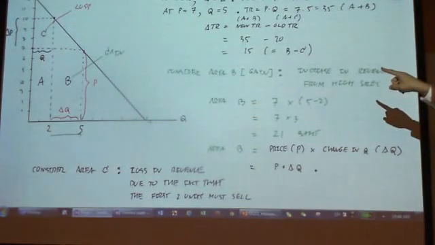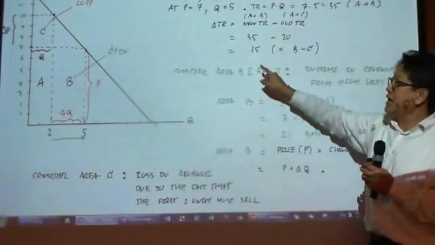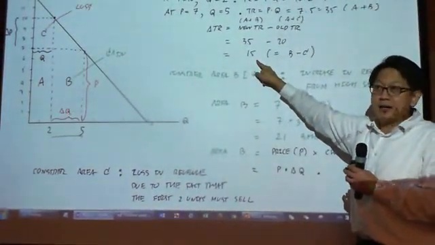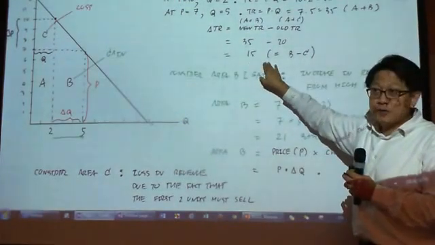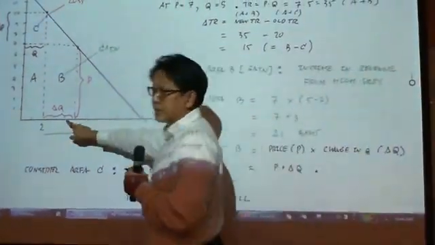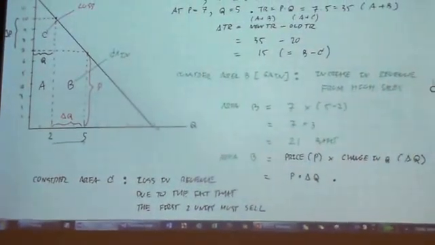This 15 is the change in total revenue. Don't make a mistake. You don't call this MR. It's just the change in total revenue. If you want to find MR, just divide it by delta Q. So MR is equal to 5.